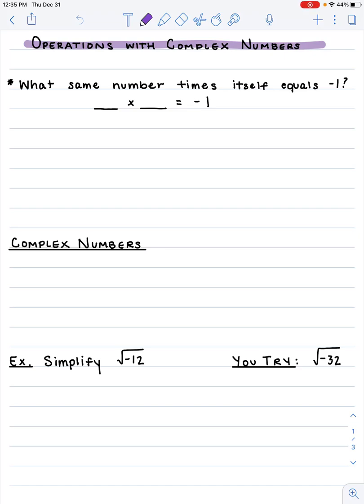Hello, today we are doing operations with complex numbers. So we're going to learn about what an imaginary number is, what a complex number is, and then we're going to do basic operations such as simplifying, adding, subtracting, and multiplying today.